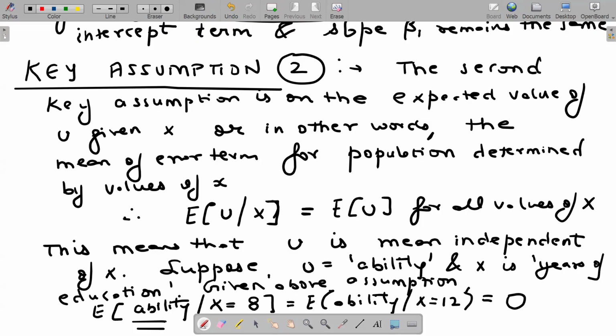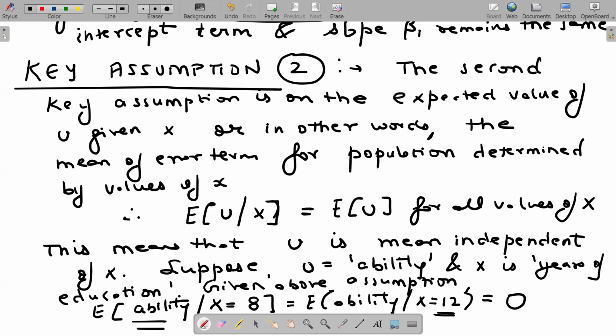Although students might be thinking that this is a bit unrealistic because you would expect a 12th grade student to have more ability. But I have just taken an example to explain it to all students. If you think that years of education is not a very suitable example, you can think of x as something to do with, let's say, your height. So your height is not impacting your ability. People with lower height can also be able to do tasks.